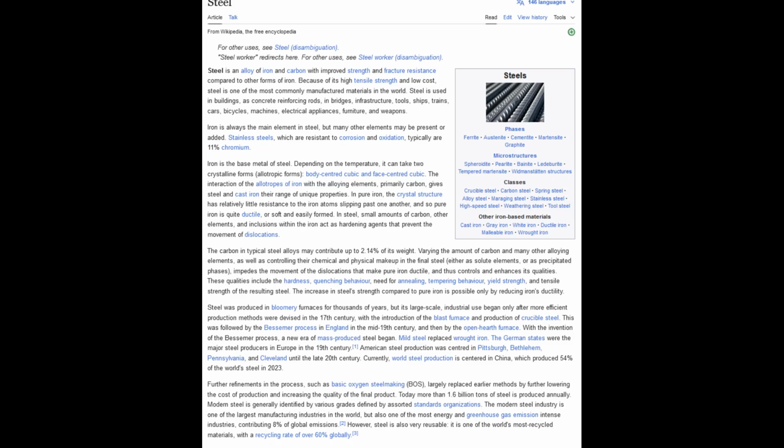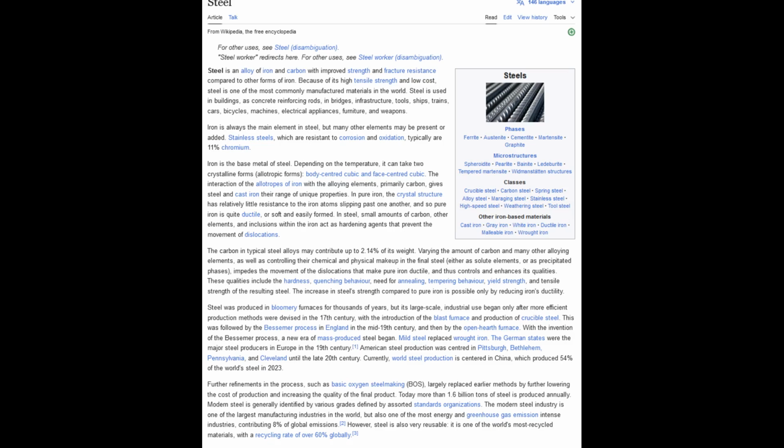The German states were the major steel producers in Europe in the 19th century. American steel production was centered in Pittsburgh, Bethlehem, Pennsylvania, and Cleveland until the late 20th century. Currently, world steel production is centered in China, which produced 54% of the world's steel in 2023.